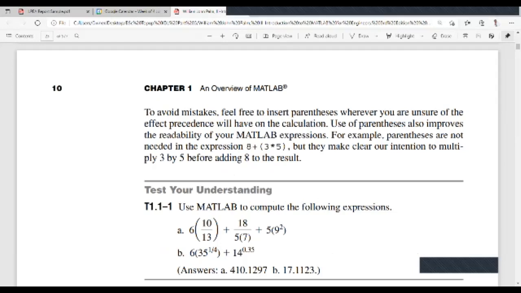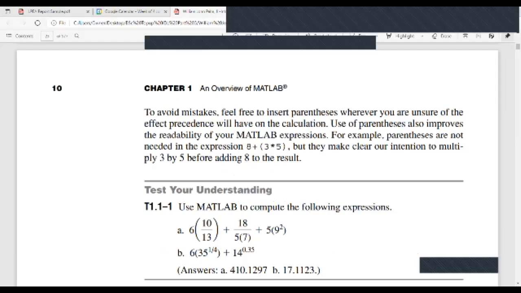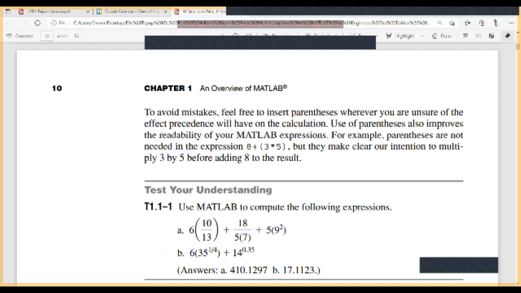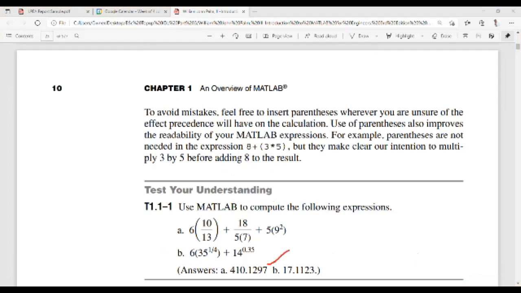So if he gives you a question like that, it means you are going to use a laptop to do it too. Yes, you have to use your laptop so that you do it and arrive at these answers.